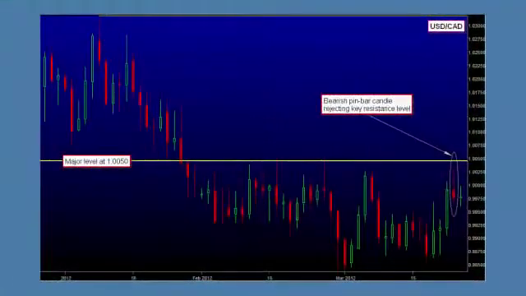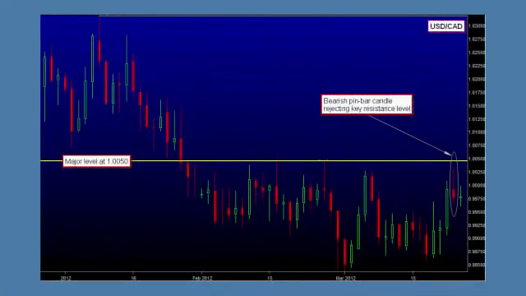So now we're going down to a price pattern. At the heart of every one of my trades is a price pattern. So we're staying with the US dollar Canadian, and we've zoomed into our trading time frame, which is the 3-month chart. And here we have on Friday one of my favourite candle patterns. Now this says here, bearish pin bar candle rejecting key resistance level.